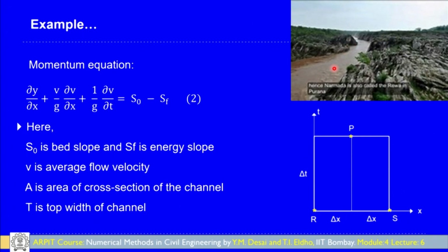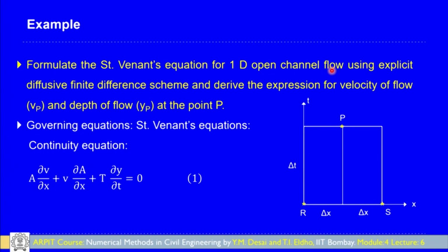So, say for example, this is the canal or the stream which we are trying to approximate. We can use this continuity equation and momentum equation to find the velocity. I mean, from the given boundary conditions we can get the velocity and the depth of flow at a particular location. So, by using the finite difference method, here we are going to formulate these using the explicit diffusive finite difference scheme.